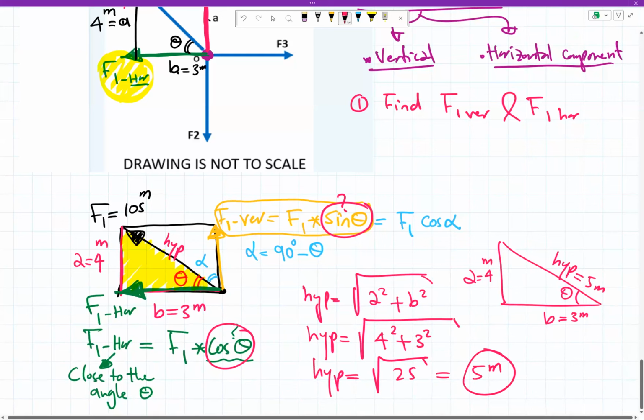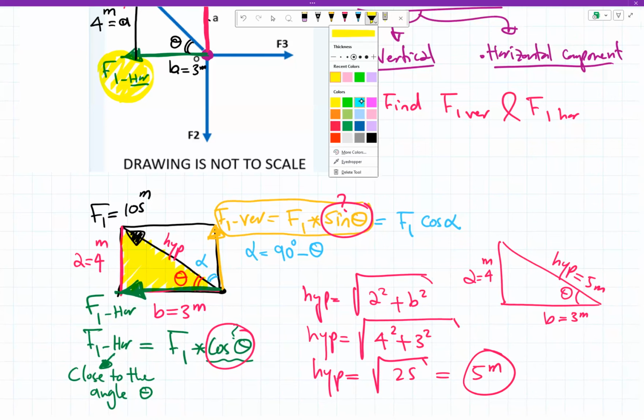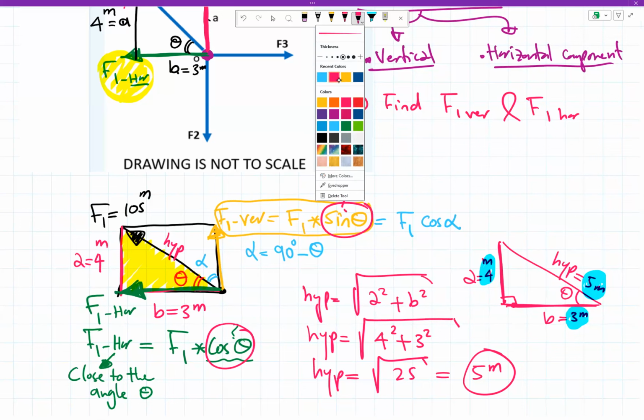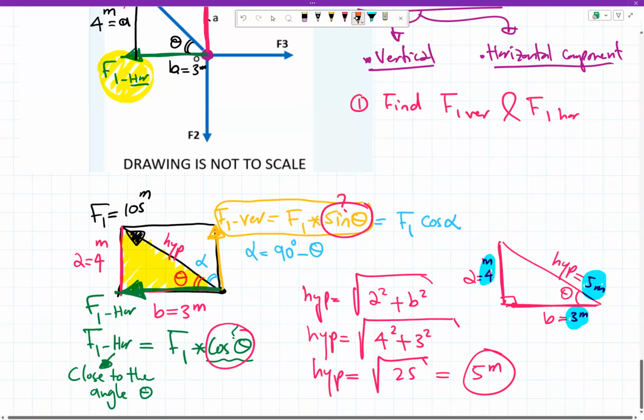One interesting thing I want to share with you is that this triangle is called the 3, 4, 5 triangle. If we have the two sides of the right angle as 3 and 4, the hypotenuse will be 5. This can also be done for multiples of it. For example, if this is 8 meter and this is 6 meter, what will this be? 10. And so on.